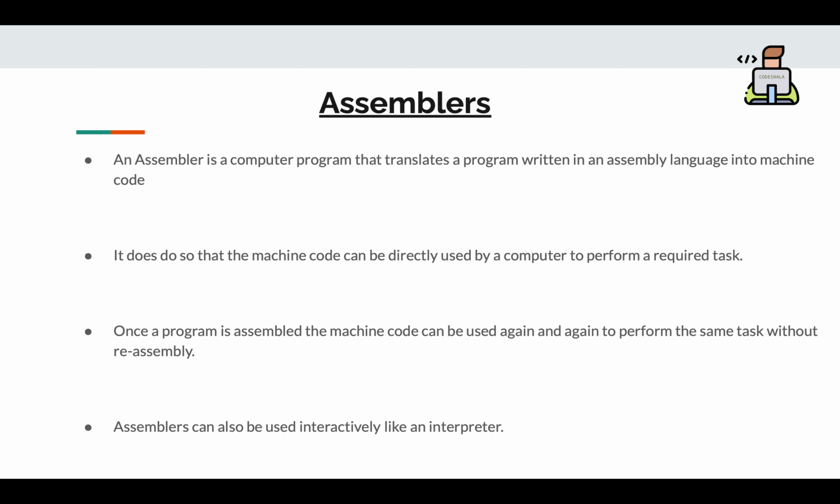An assembler is a computer program that translates a program written in an assembly language into machine code. It does so that the machine code can be directly used by a computer to perform a required task. Once a program is assembled, the machine code can be used again and again to perform the same task without reassembly. Assemblers can also be used interactively like an interpreter.